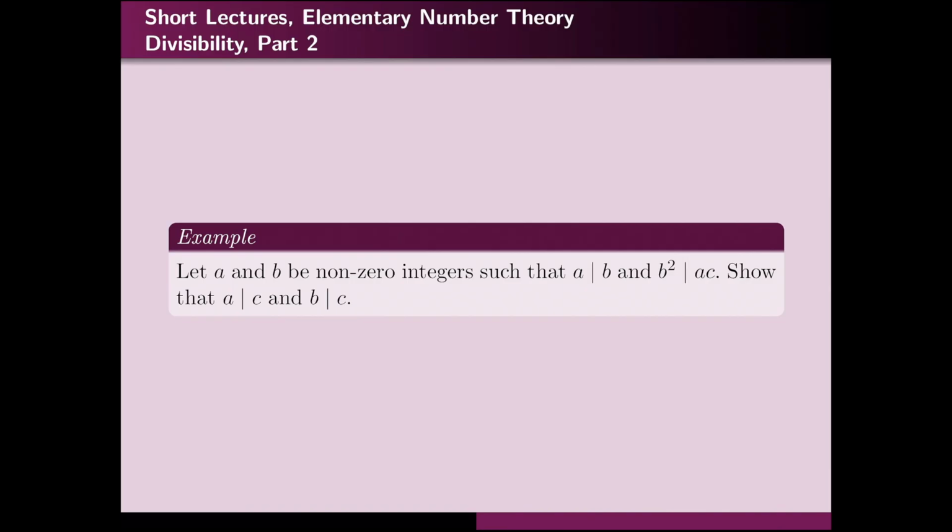Okay, let us do a simple but I think informative example here. So the question is: let a and b be non-zero integers such that a divides b, and we know that b squared divides ac. Show that a divides c and b divides c.